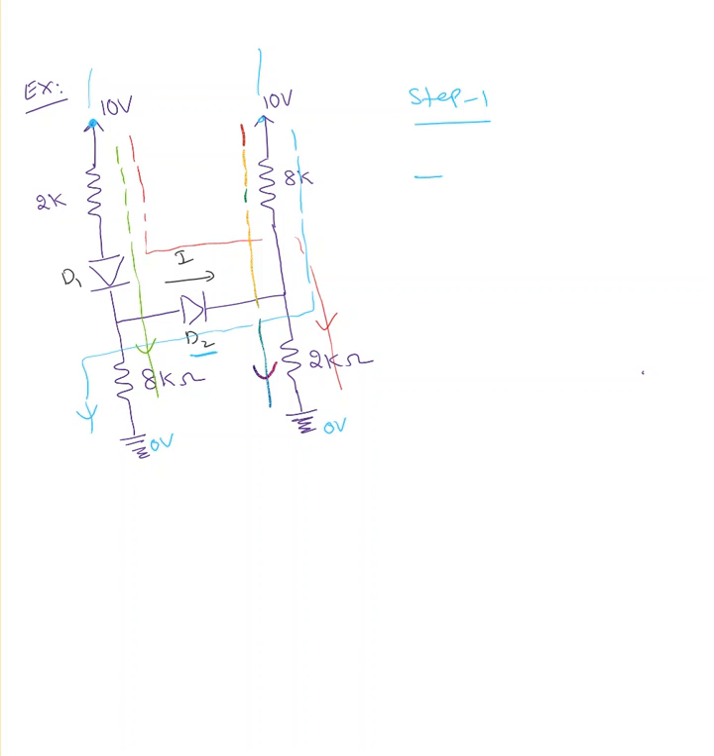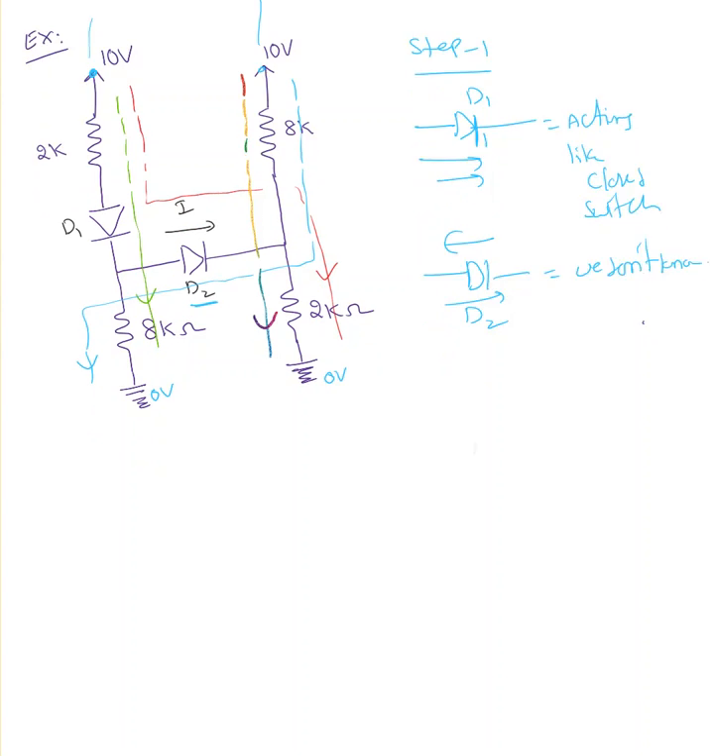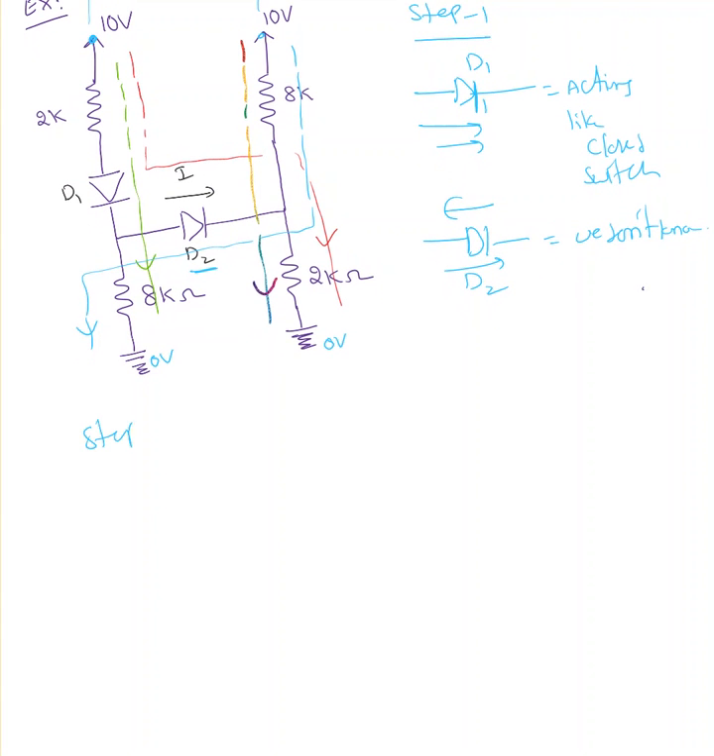So if you look at diode D1, all the currents are flowing anode to cathode, for sure acting like a closed switch. D2, one current is flowing opposite, another current is flowing forward. I mean, one anode to cathode, another one cathode to anode. So we don't know. For the time being, step 2, I'm going to assume D2 is acting like open.